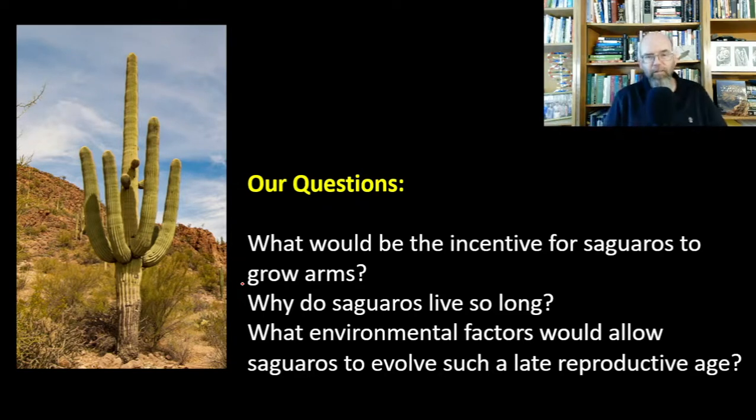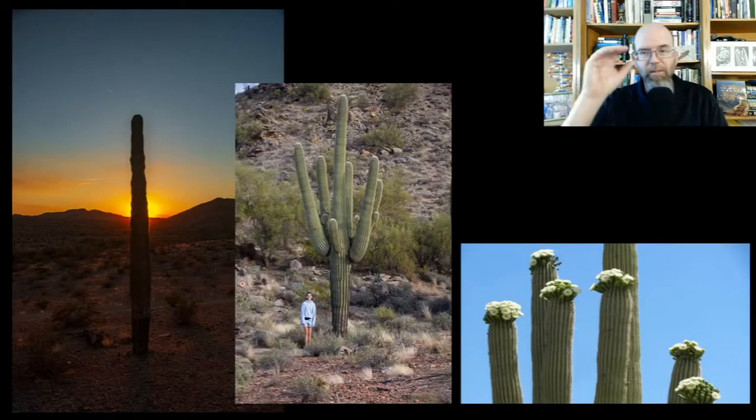All right, so there are our questions. Mostly we're interested in why saguaros grow arms. That was my primary question. But we'll dabble in trying to answer all of these questions. I'm just going to do that with a couple of slides and just talk about this. All right, so here's our example of no arms. Here we have a lot of arms, and my daughter for scale. And over here, I'm showing you that the flowers are produced at the tips of the branches.